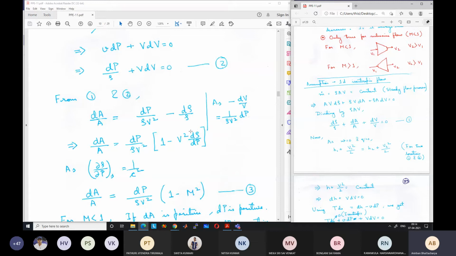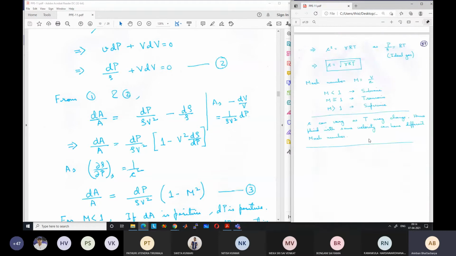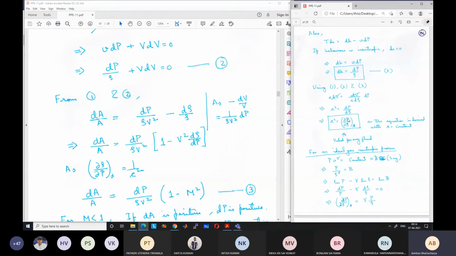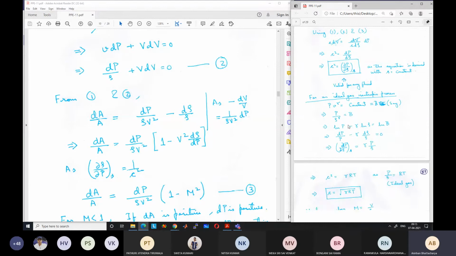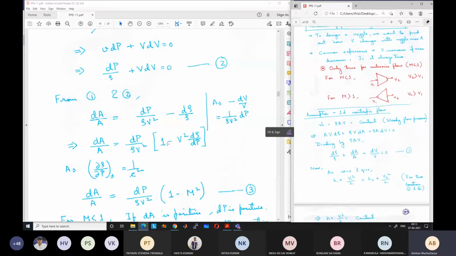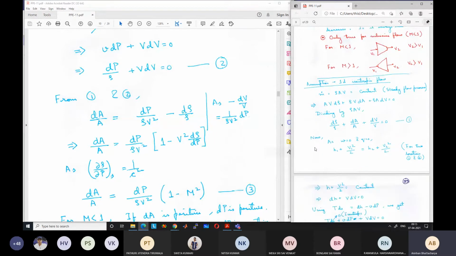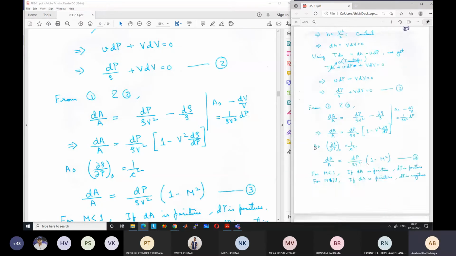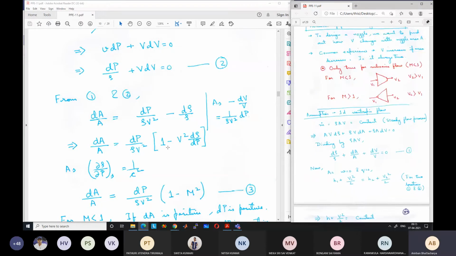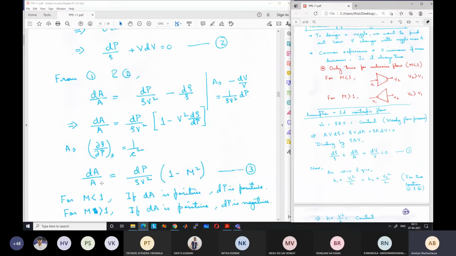This d rho by dp for a constant entropy process looks similar to us, because in the previous class we have discussed that dp by d rho at constant entropy is equal to c square, or del p by del rho at constant entropy equal to c square. So this is actually, at constant entropy, equal to 1 by c square, inverse of c square. So we can write del rho by del p at constant entropy as 1 by c square. So dA by A is equal to dp by rho v square into 1 minus v square by c square, where v is the velocity and c is the speed of sound.